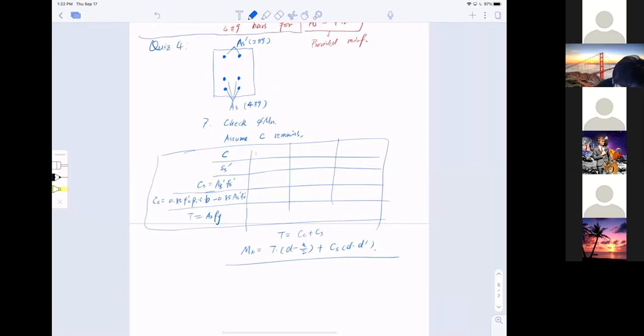Given a design like this, the height is 14 and the width is also 14. Now I have dt equal to 11.5 inch, and the top bar here, let me say this is 2.5 inch, D prime. The quiz is to find out Mn and phi.